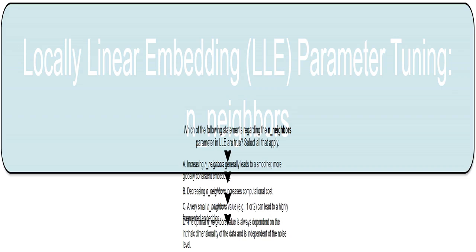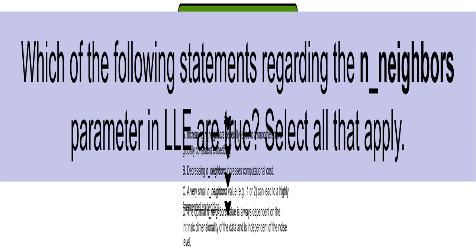I'm focusing on the _n_neighbors parameter in the locally linear embedding (LLE) algorithm. LLE is a dimensionality reduction technique. It tries to represent each data point as a combination of its nearby neighbors. The _n_neighbors parameter controls how many of these neighbors we consider. This question tests your understanding of how changing the number of neighbors affects the results of the LLE algorithm.